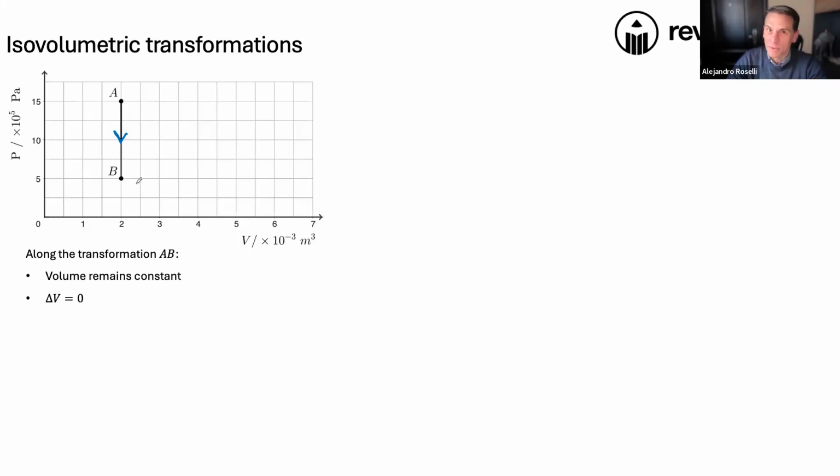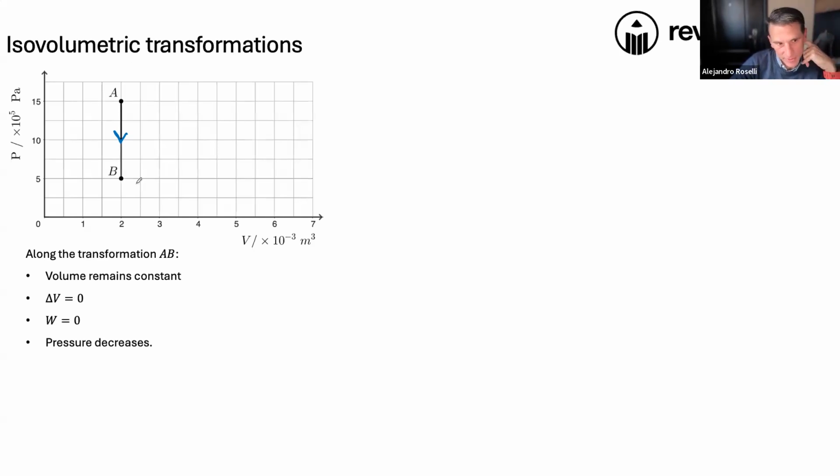But since the volume is not changing, now that we have introduced the first law of thermodynamics, we can tell that there's no work being done. W will be 0, delta V being connected to the work being done. We know that the pressure decreases, it's going down. The opposite would happen if the transformation occurred going up. But in this case, pressure is going down.